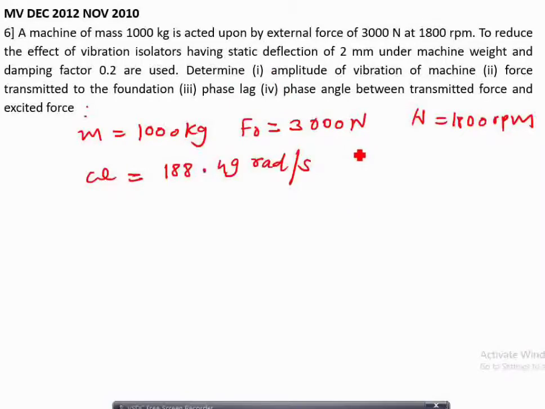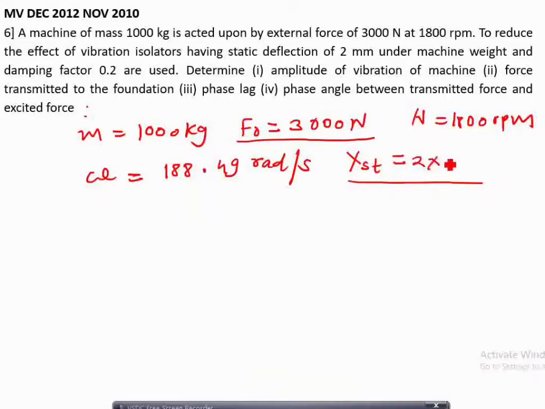The effect of vibration isolators having static deflection of 2 mm under the machine weight. So they have given the static deflection. What is static deflection? Static deflection is nothing but Xst. Now already we have studied this: Xst is the static deflection, or the amplitude of forced vibration at zero frequency, produced due to the static force F0. That static amplitude is equal to 2 mm.